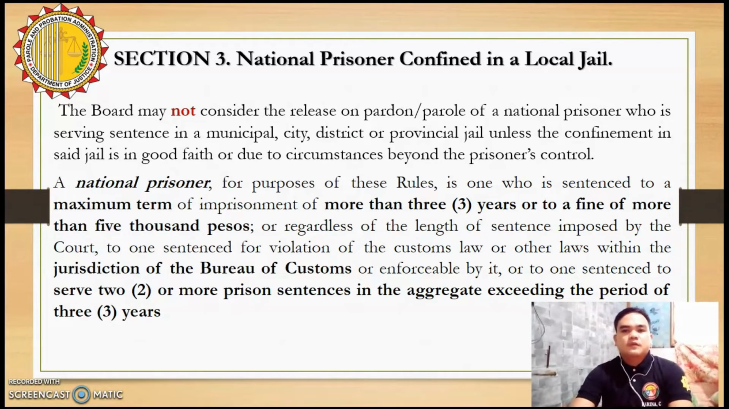First, who are the national prisoners under the laws? A national prisoner, for purposes of these laws, is one who is sentenced to a maximum term of imprisonment of more than 3 years or fined for more than 5,000 pesos regardless of the length of the sentence imposed by the court, or one sentenced for violation of the customs law or other laws within the jurisdiction. The court may not consider the release on pardon or parole of a national prisoner who is serving sentence in a municipal, city, district, or provincial jail unless the confinement in jail is due to concrete or political circumstances beyond the prisoner's control.